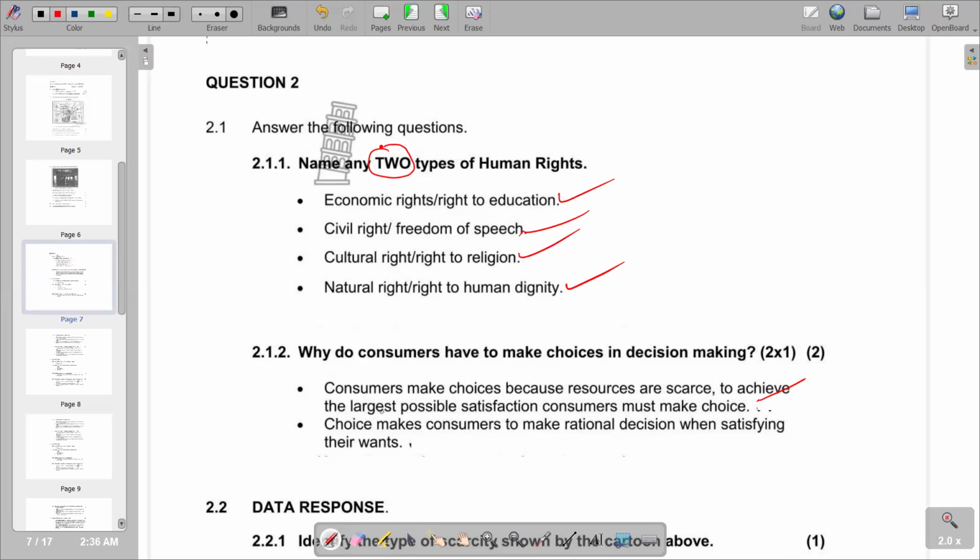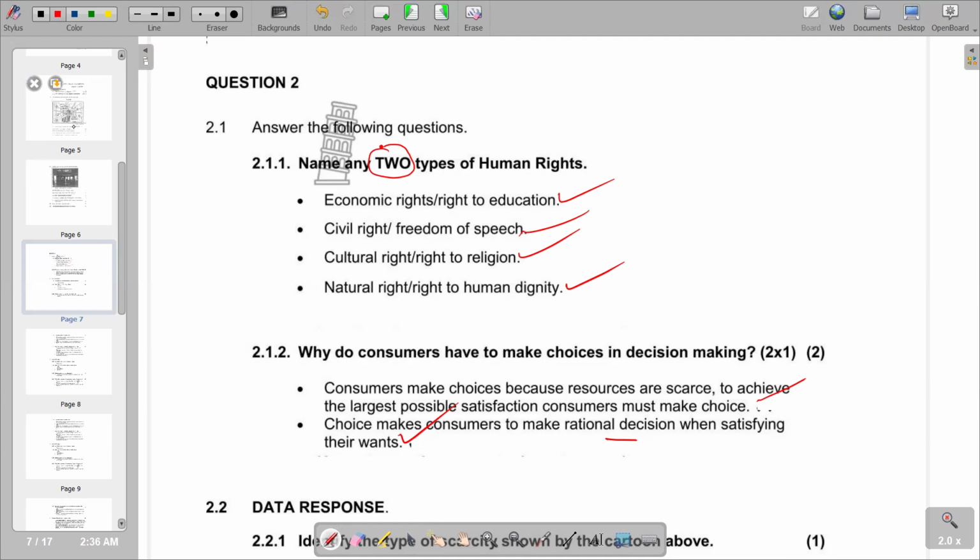Next point is saying satisfying their wants. So consumers make rational decisions. When I make a rational decision, it's a decision that involves the use of logic over emotion. So basically, that's what we have in terms of rational decision. It's a decision that uses logic over emotion. So basically, we have that explanation.